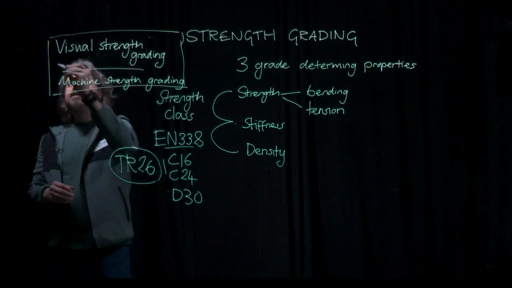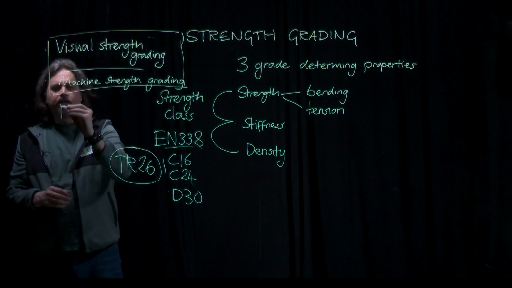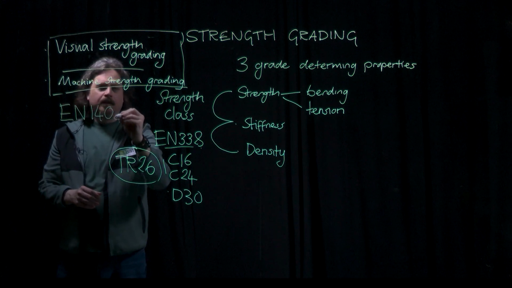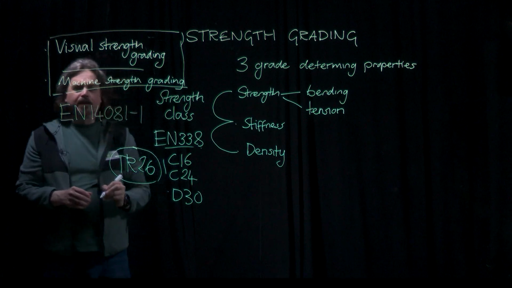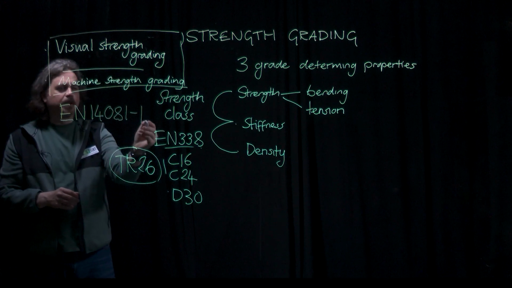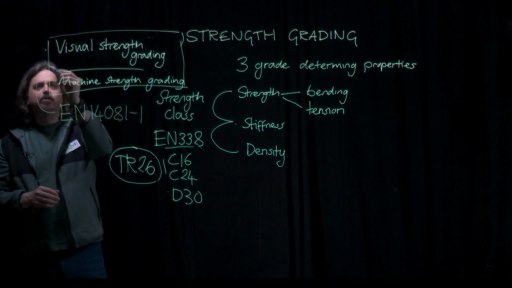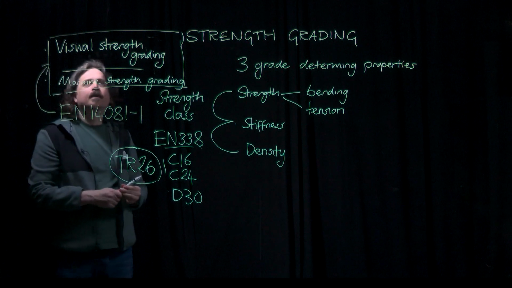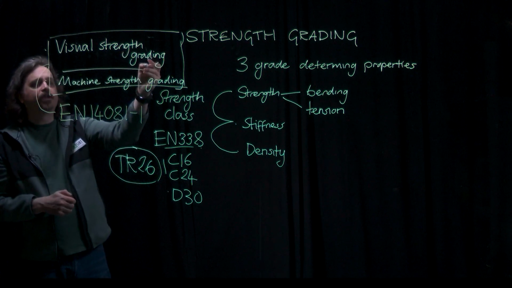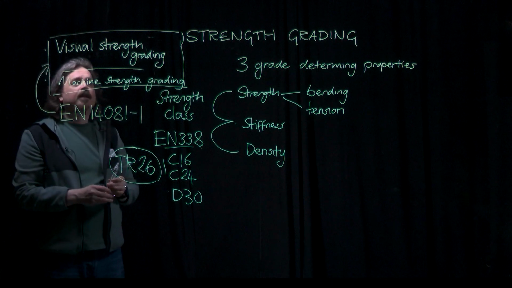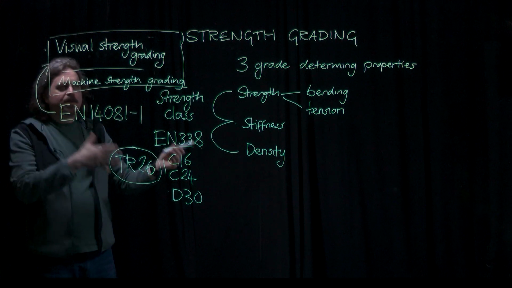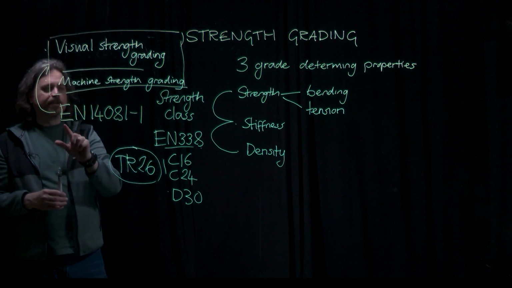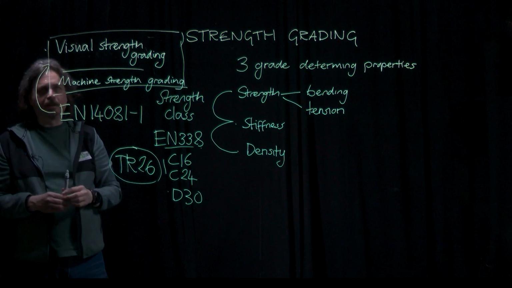Now, both of these systems are based on the same underlying principle, which is controlled by the harmonized standard EN 14081. That applies rules for both visual strength grading and machine strength grading. Visual strength grading is often done to national standards, like French standards, German standards, rather than European standards. But those national standards need to follow the rules of the European standard.